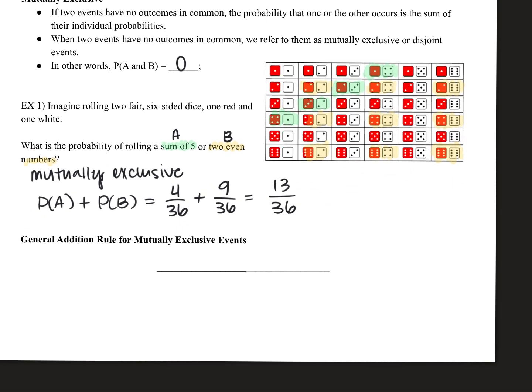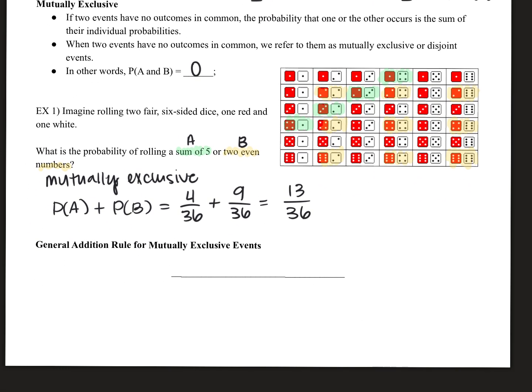Which leads us to our general addition rule for mutually exclusive events, which says the probability of A or B is the probability of A plus the probability of B, as long as they're mutually exclusive. We'll talk about if they're not mutually exclusive in a second.